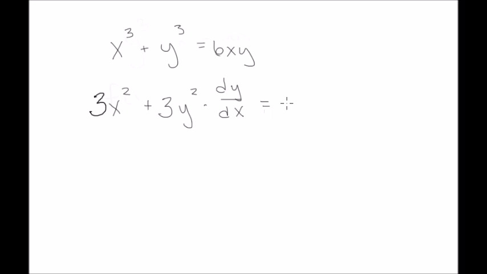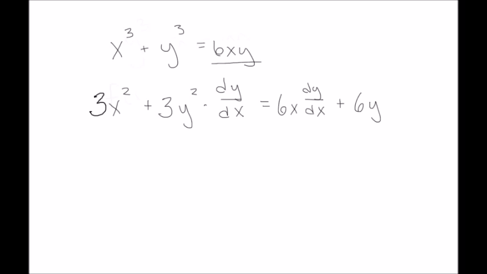On the right-hand side of the equation, I need to remember that y is a function of x, so I'm going to use the quotient rule here. I'm going to say 6x times the derivative of y plus the derivative of x, 6, times y unchanged. So now we need to solve algebraically for dy dx.